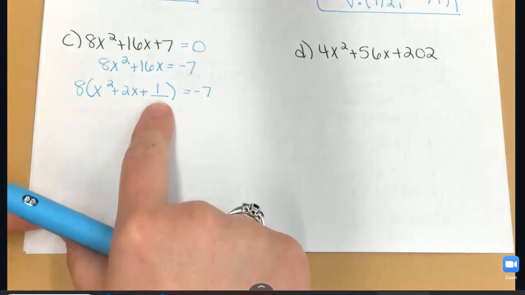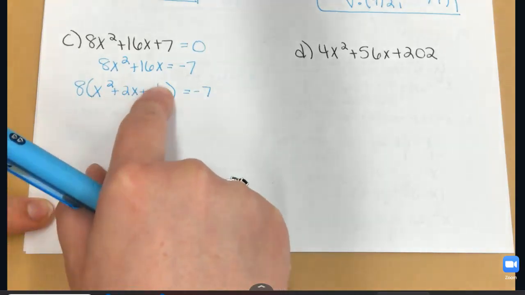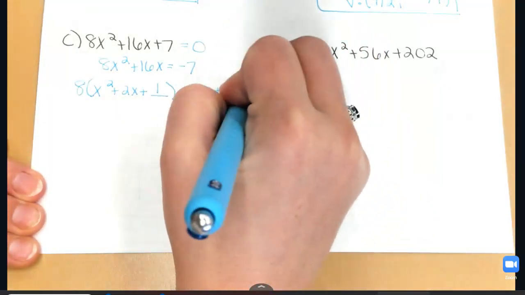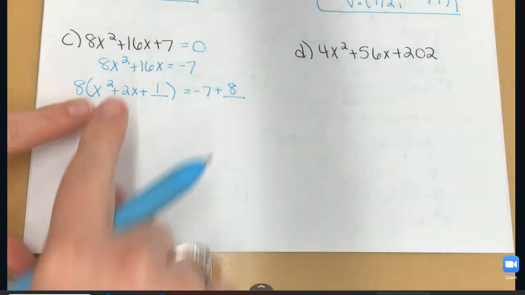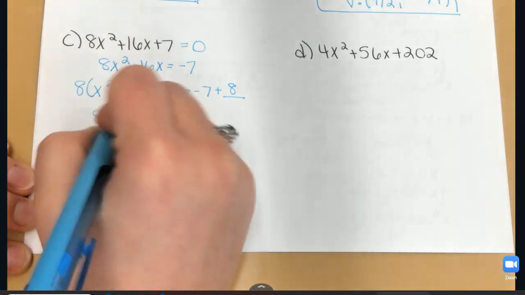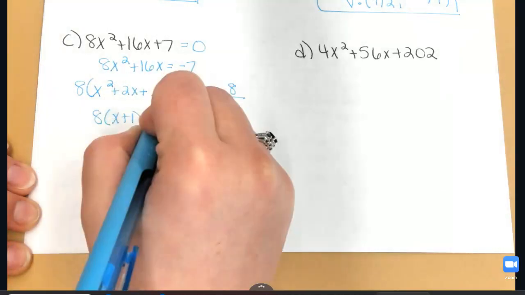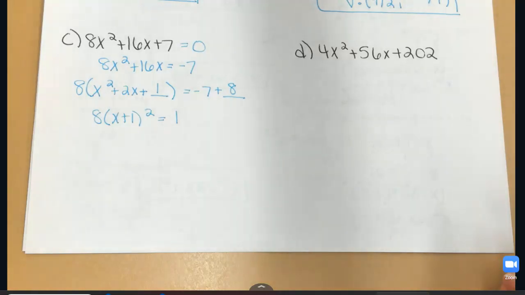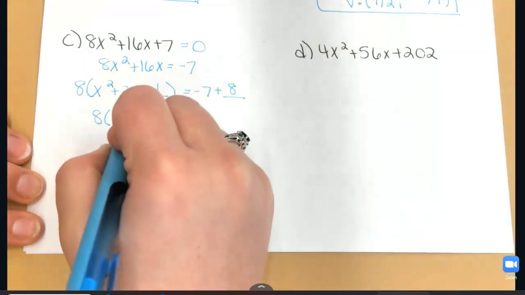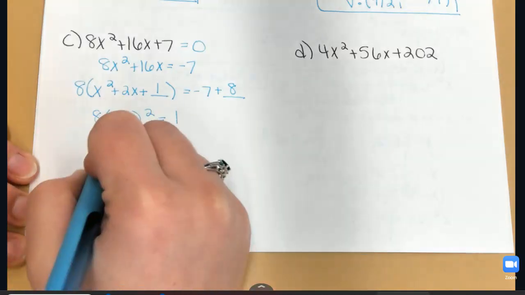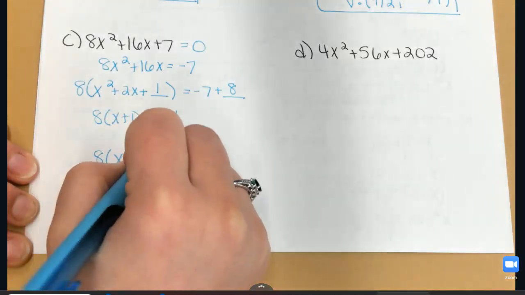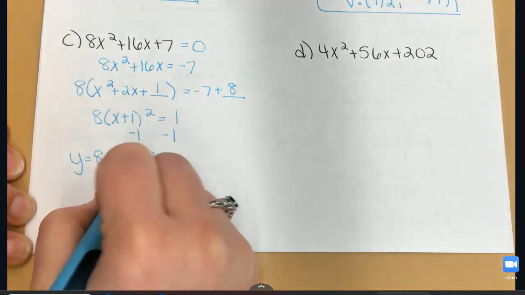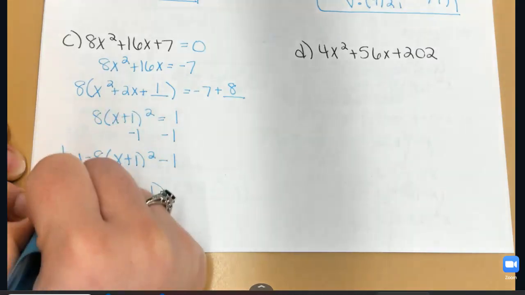But recall, this is not just 1. If I were to distribute the 8 back out, this is actually 8. So I need to add 8 to both sides. So what that means over here is I have 8 times (x plus 1) squared equals, this is now 1. And to put it in my final form for vertex, I need to subtract that 1. And I have 8 times (x plus 1) squared minus 1. And this would mean we have a vertex at (negative 1, negative 1).